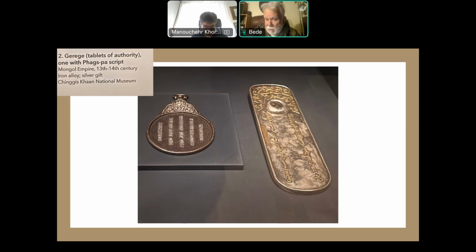You notice again the script on the oval one is what they call Imperial Mongol, Imperial Uyghur script. It's the ancestor of the modern Mongolian script. It's not that hard to read, and there's tigers and lions.